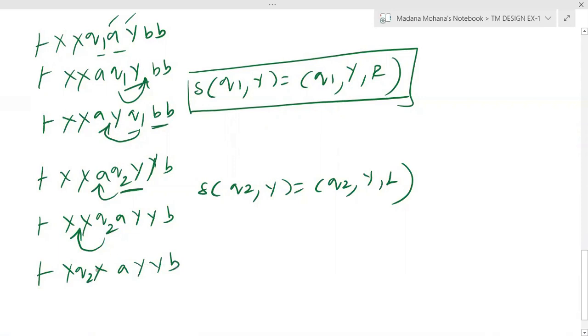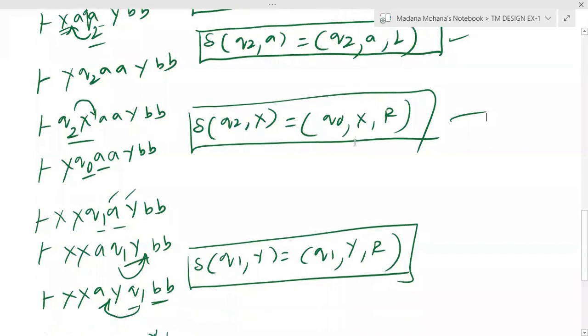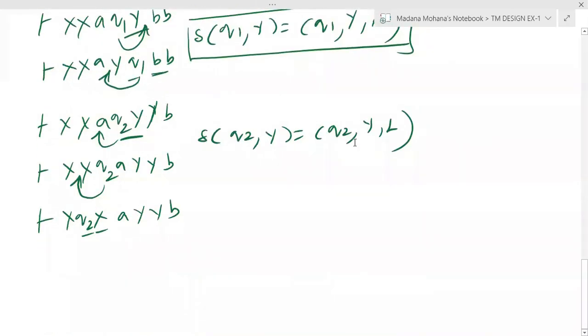B. Here now you can see you are at Q2 state, the symbol is X. So Q2 X, we already have the transition. Q2 X equals, it goes to Q naught. X is replaced by X, moves right. So whenever X is found, apply the transition. Now X is replaced with X, then it moves right, changing state to Q naught. Then A, Y, Y, B.